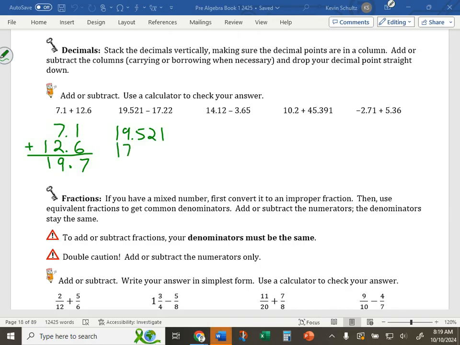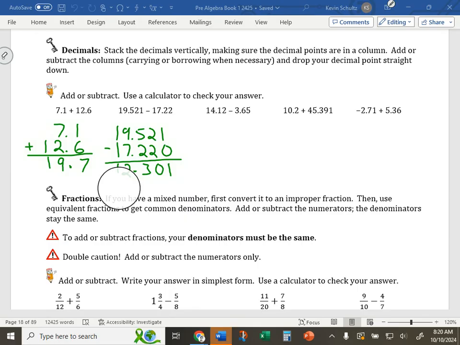19.521, 17.22. Subtracting those, line up the decimals. If you want, you can fill this empty spot with a 0 here. No borrowing for this one, which is kind of fun. So 1 minus 0 is 1. 2 minus 2, 0. 5 minus 2, 3. Drop down the point.